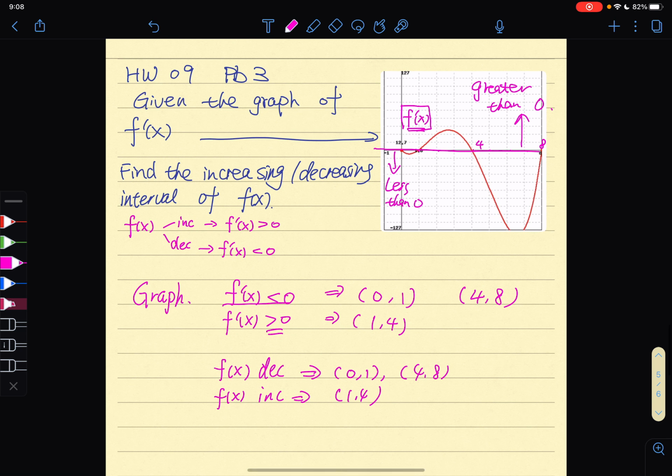Okay, so hopefully this gives you a little bit of an idea. Be very careful. What is being asked is about the original function. What was given to you in the graph is the derivative. So you only need to find in this graph where it's above 0, because it's already the derivative.